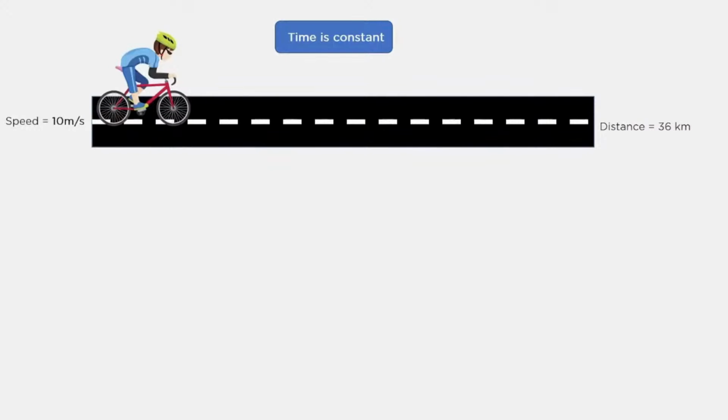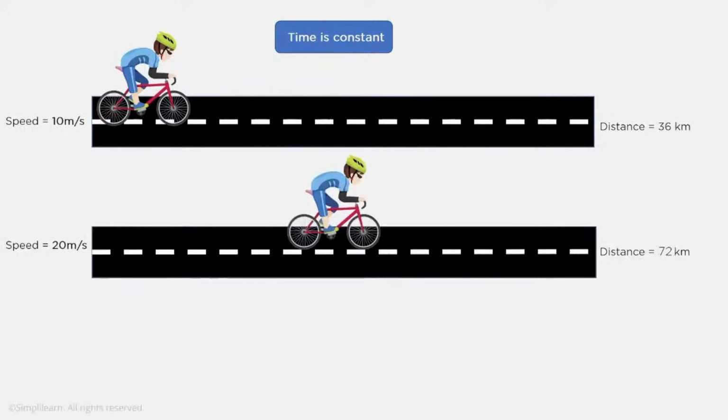And you can see we have a bicyclist. He's got his safety gear on, thank goodness. Speed equals 10 meters per second. And so over a certain amount of time, his distance equals 36 kilometers. We have a second bicyclist who's going twice the speed, or 20 meters per second. If he's going twice the speed and time is a constant, then he's going to go twice the distance. And that's easy to compute: 36 times 2, you get 72 kilometers.